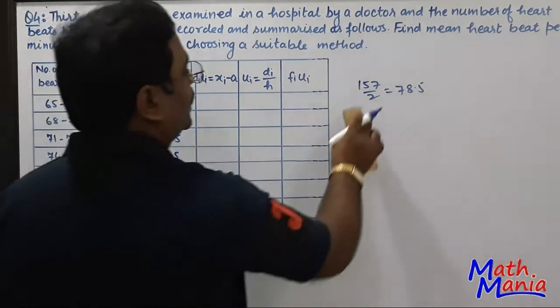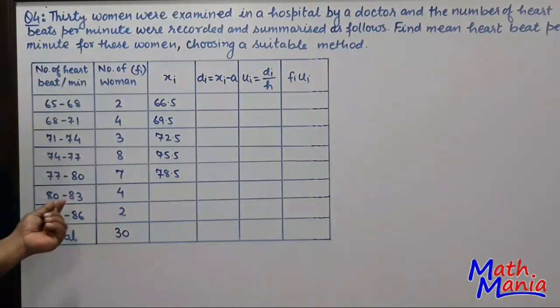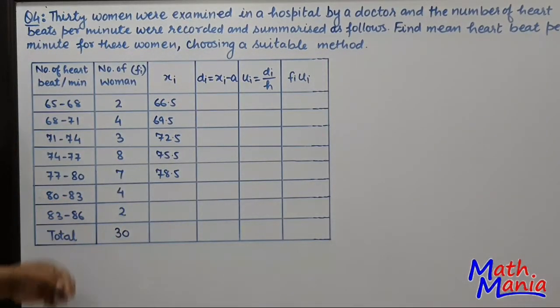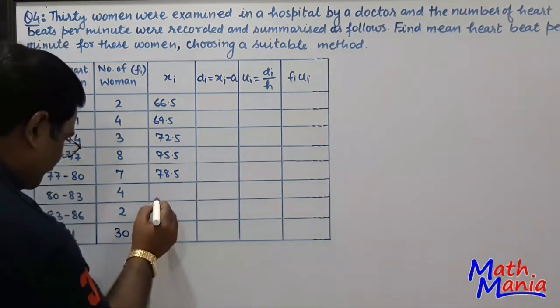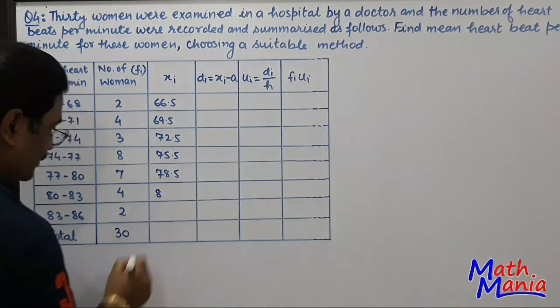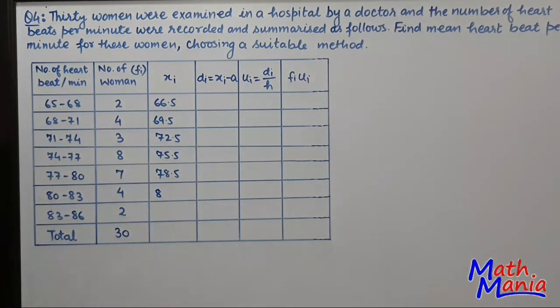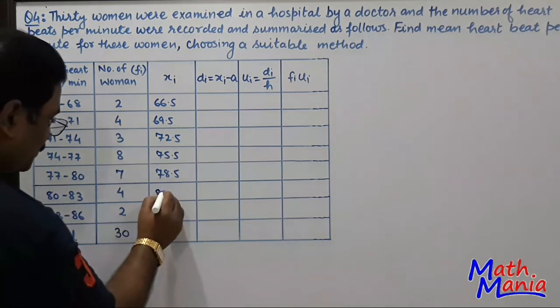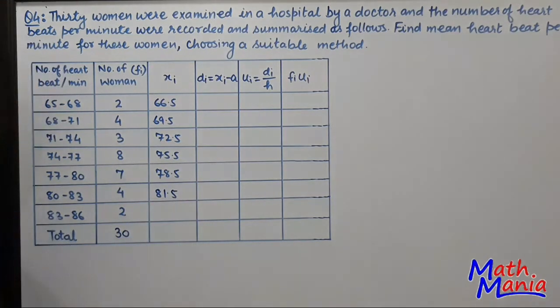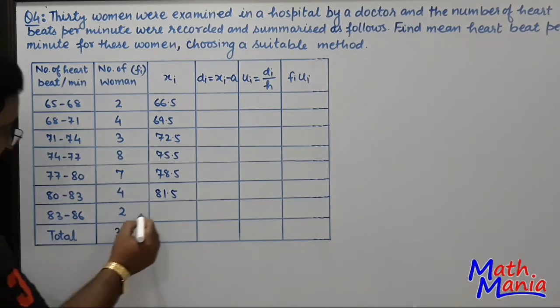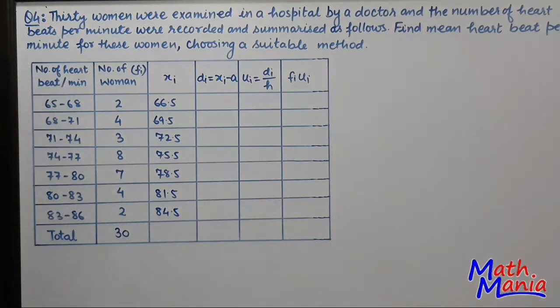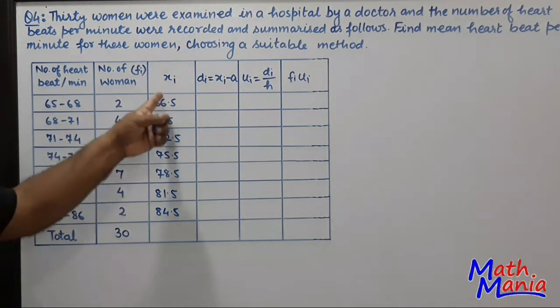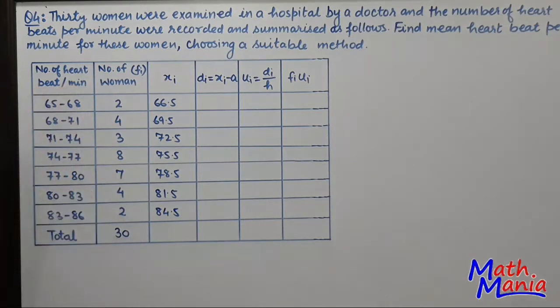Afterwards, the next midpoint of these, 80 plus 83 is 163, upon 2 is 81.5. Then this is 169 upon 2, which is 84.5. So these were the class marks or midpoints of the class intervals.